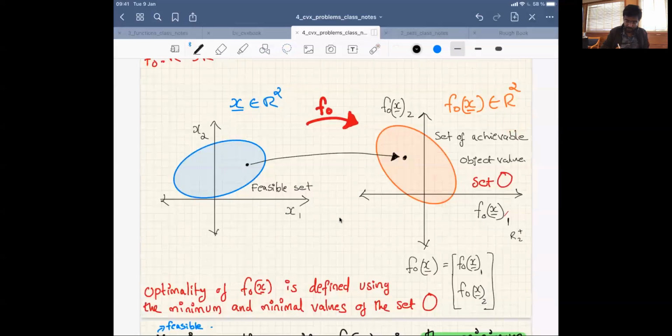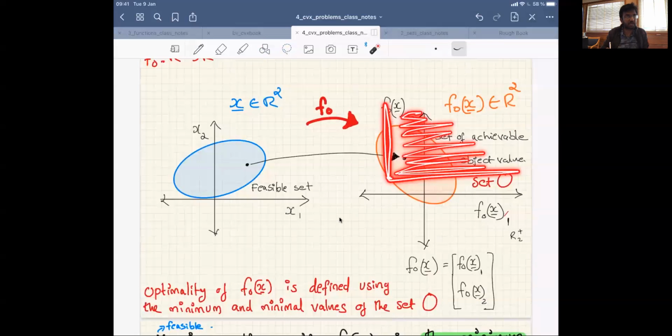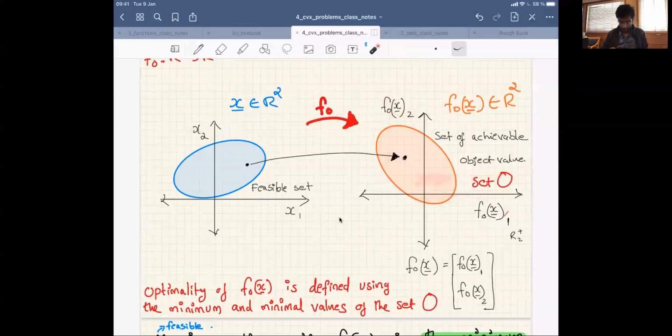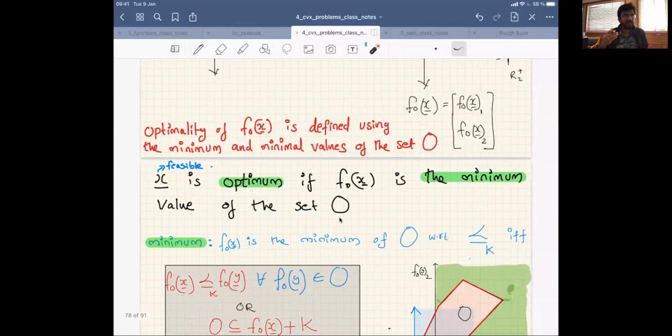For example, if you pick this point, then you have to form this region, since you are taking R2 plus as your cone. The original set O is not within this region. So that means there is no minimum. You cannot find any point where f0(x) plus K fully contains the original set. So there is no minimum here. This will not always happen. You cannot always find a minimum. That's the point.